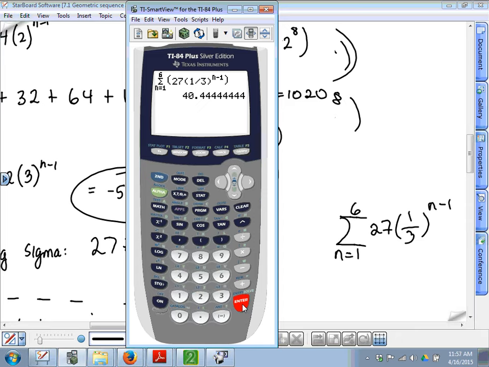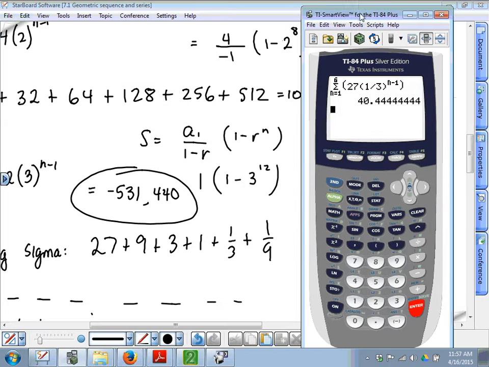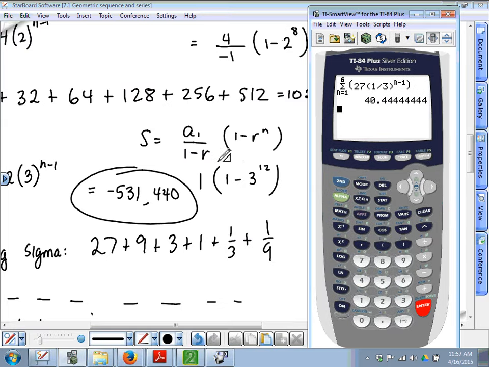What does this number even mean? 40.44444. What does that mean? That's all of these numbers added up, you guys. What I'm getting at is this. You know how we had to use this formula right here? A sub 1 over 1 minus r times 1 minus r to the n. That formula works, but couldn't we also have used this feature on the calculator to find the same thing?